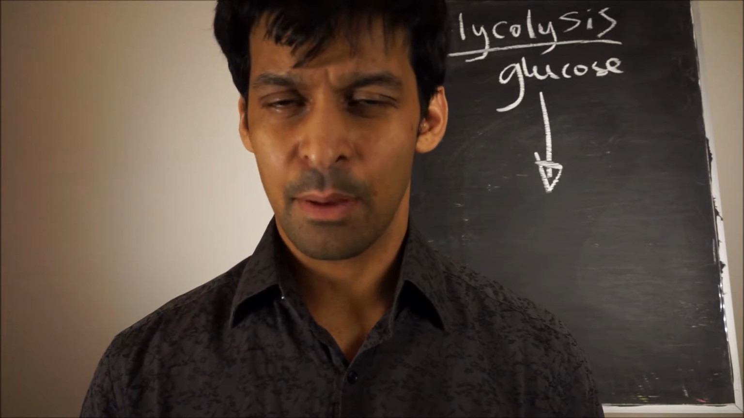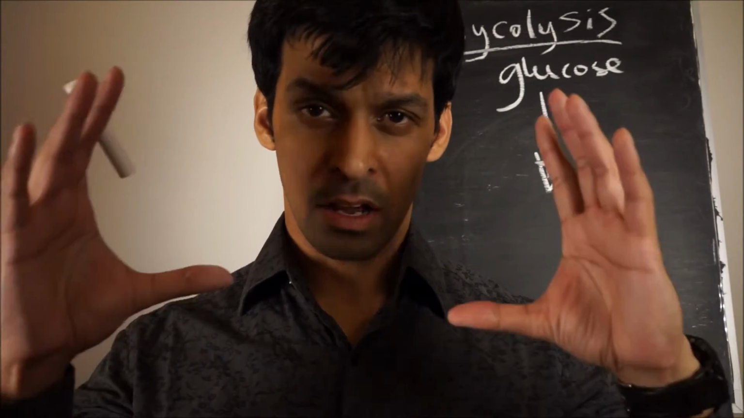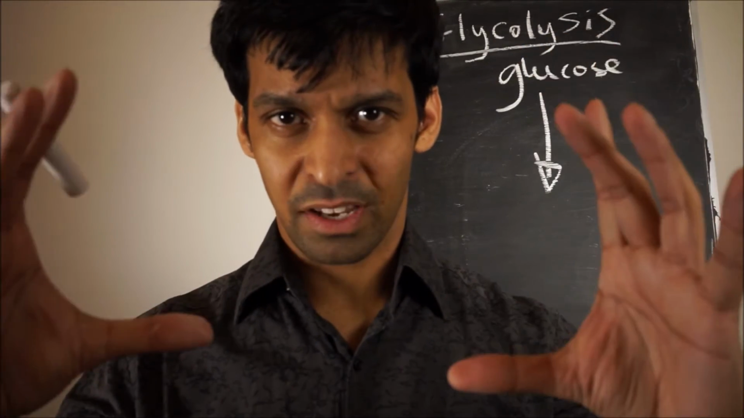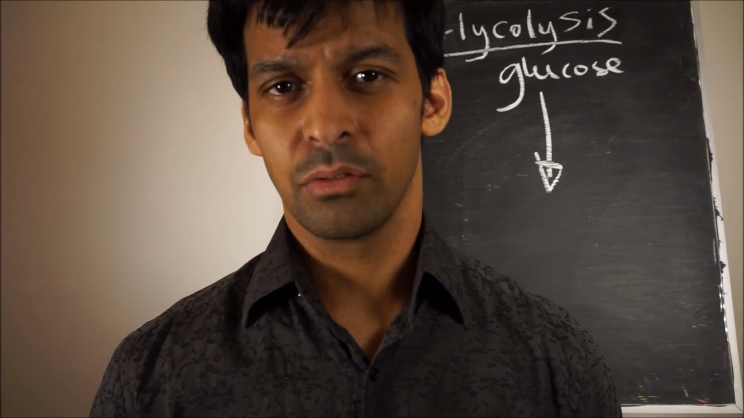Today we're going to be looking at glycolysis. Now this is part of respiration that doesn't occur in the mitochondria. It occurs in the cytoplasm of cells and it happens in the absence of oxygen. The whole point of it is to take glucose, which is a big 6-carbon hexagonal shaped molecule, and convert it into something known as pyruvate.